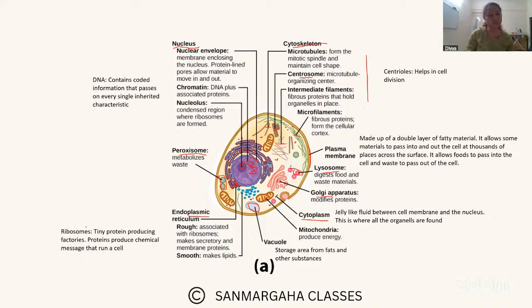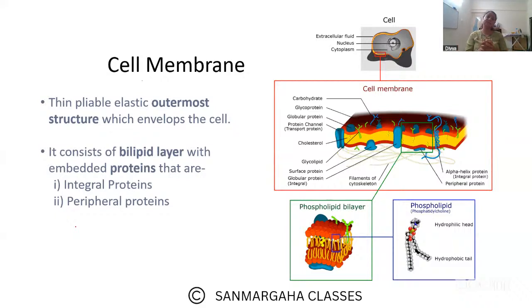What is a ribosome? A ribosome is a tiny protein producing factory. What are proteins? They secrete chemicals that are targeted to each organ to function properly. Going on to the next slide, further in detail. So, cell membrane.